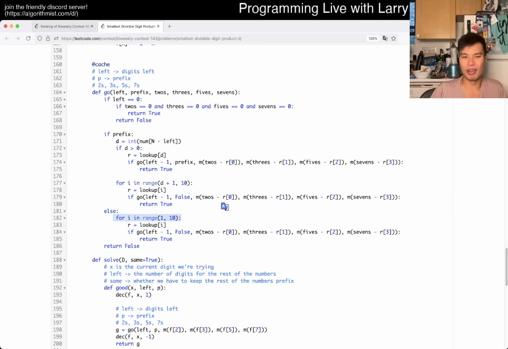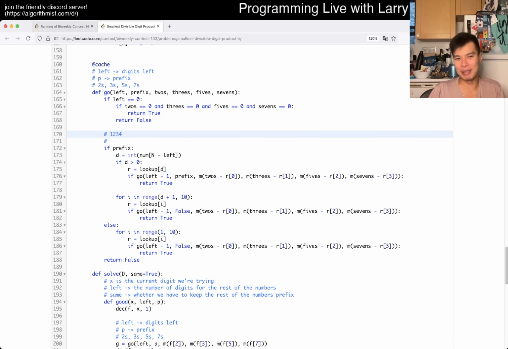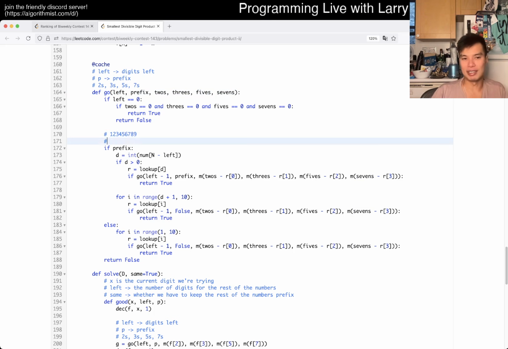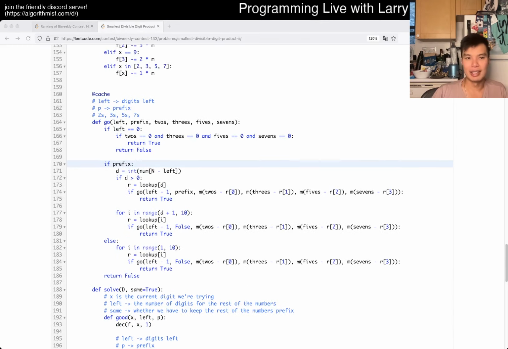I've explained this a couple of times, hopefully I drew it into your head. That's all prefix sum really is. The hard part is noting that the 2s, 3s, 5s, and 7s are enough. You have the prefix, the current digit, and whether it affects the rest of it, and those are the states that you care about. And that's all I have for this one. Let me know what you think.